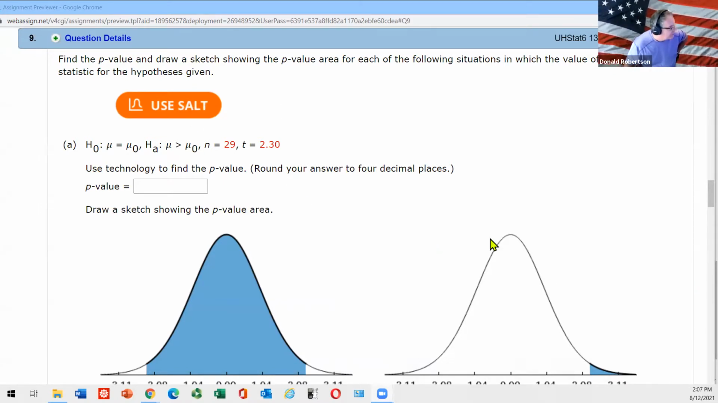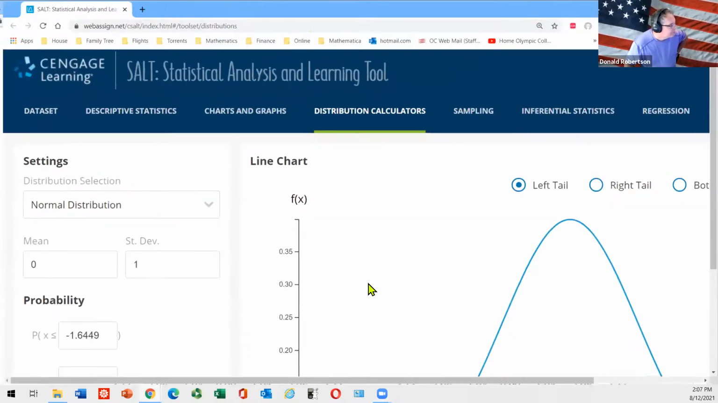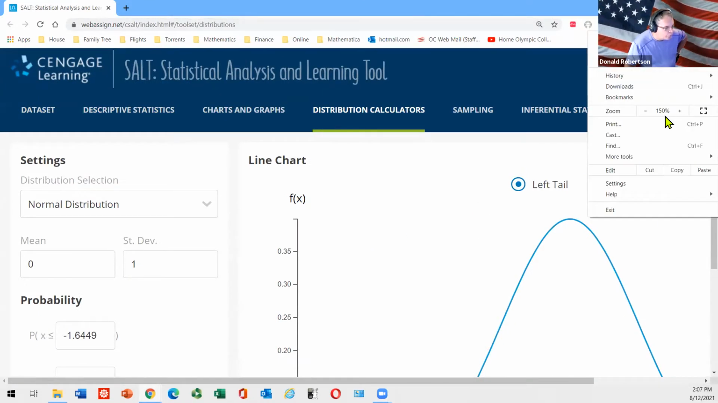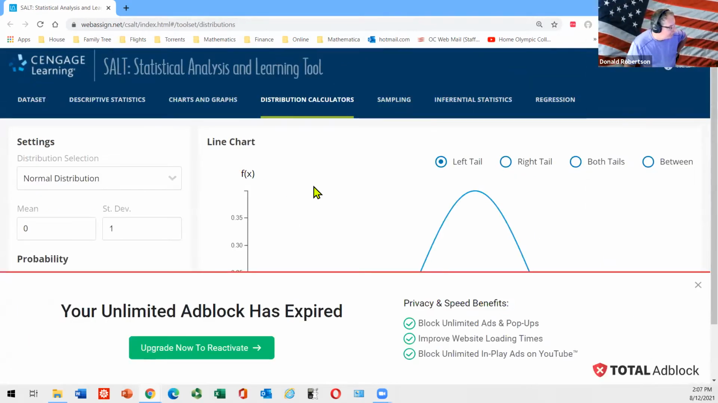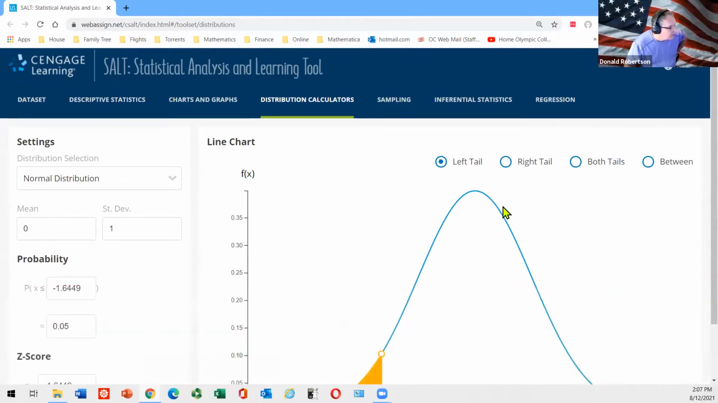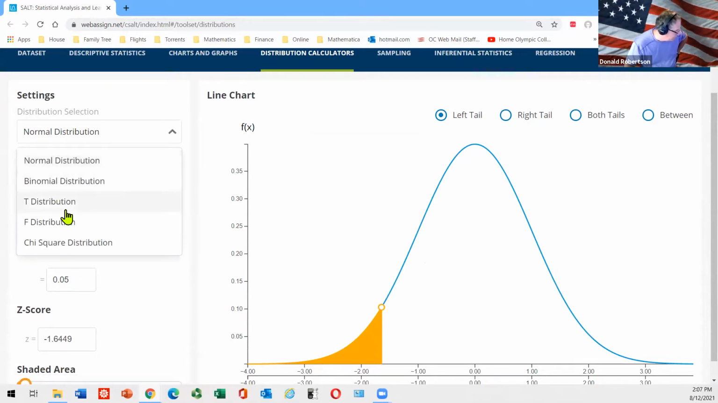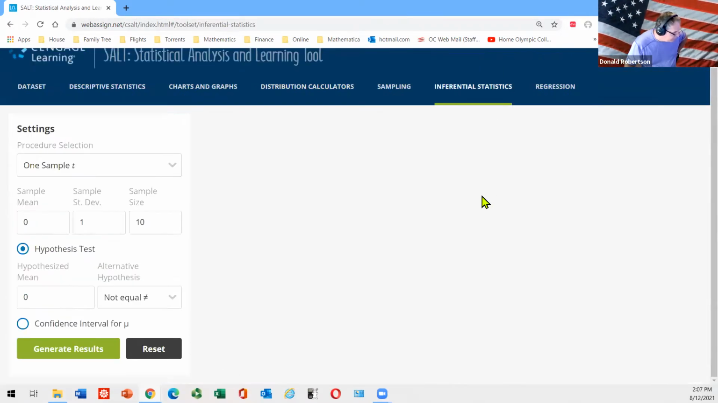For the story that I've just given you, you tick the SALT button. And you would choose, as you typically do for almost all these questions, inferential statistics, there we go. And then you would pick one sample T. Whenever you are doing mean stories, stories to do with a single mean, it's a one sample T.